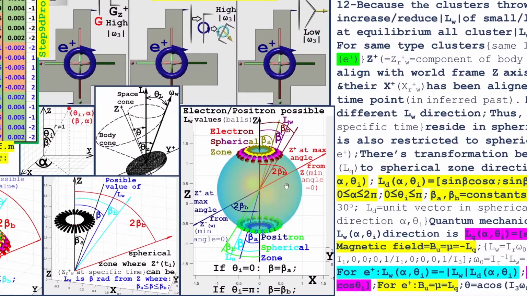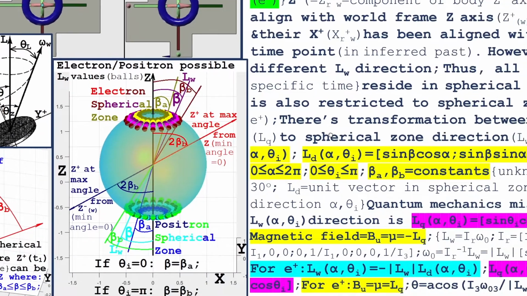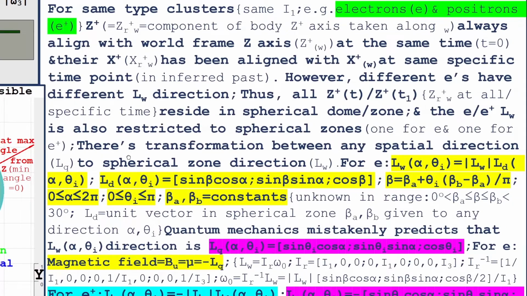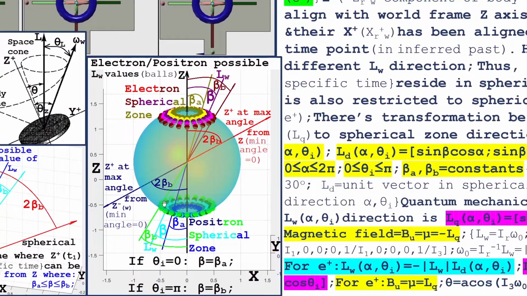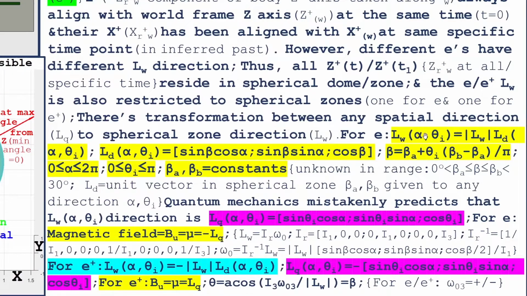However, different particles of the same type have different directions of angular momentum, which is restricted to one of two spherical zones, which we call positive and negative charge. There is a transformation that transforms between any spatial direction to a direction in the spherical zone. This corresponding spatial direction, from now on referred to as L sub q, is what quantum mechanics mistakenly takes as the particle angular momentum. What we call magnetic field direction is equal to L sub q for a positive charge, and opposite for a negative charge.